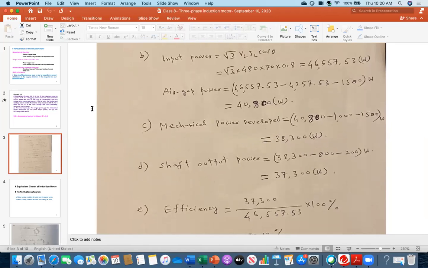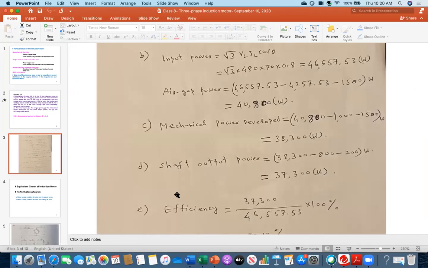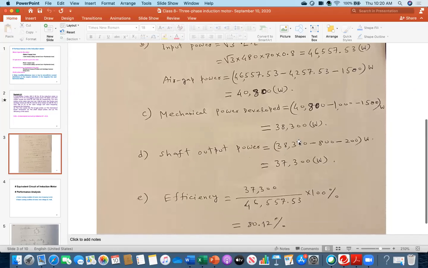But then question D was, what was the shaft output power? Shaft output power, and then finally the efficiency. So how am I getting the shaft output power? Again, from this number, I am subtracting windage loss, friction loss, and 200 was the stray loss, miscellaneous loss. After subtracting those losses, I am getting 37,300 watt. So that is my shaft output power. That power is actually available on the shaft.